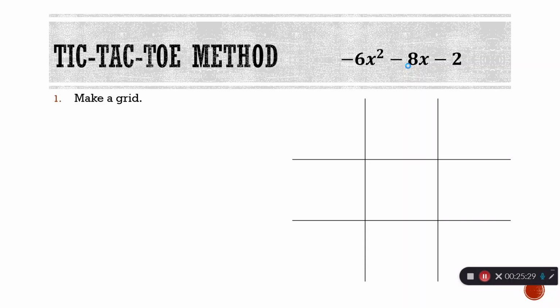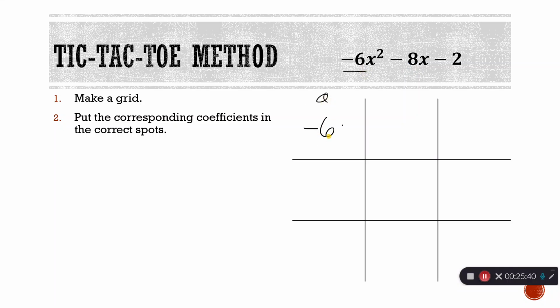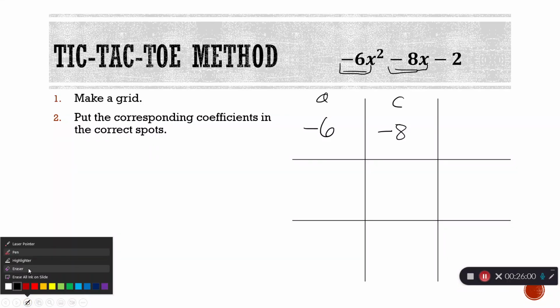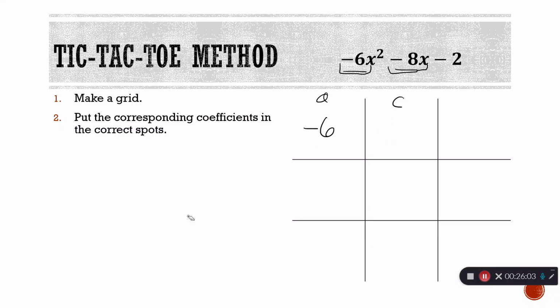So you're going to make a grid, and you're going to put the corresponding coefficients in the correct spots. We're going to put a right here, and a is negative 6. And then we're going to put c right here, which is negative 8. And don't forget, those signs go with the terms. Oh, whoops, I did that wrong. That's why it's always good to show your work, because if you mess up, your teacher will see. c is negative 2. Sorry.